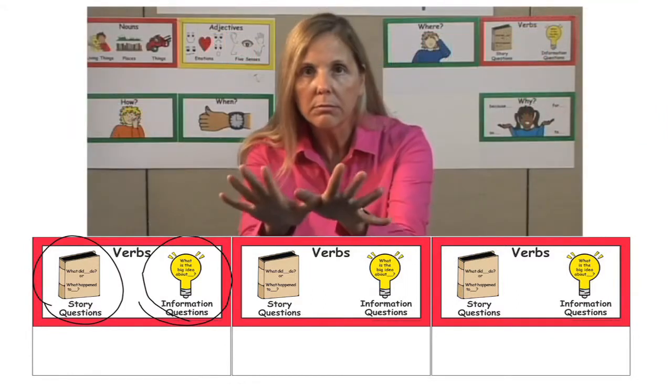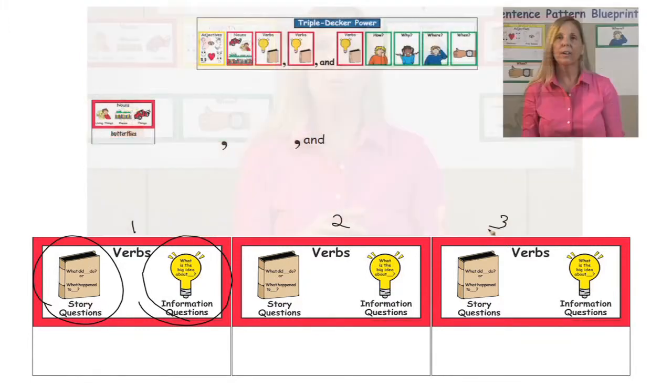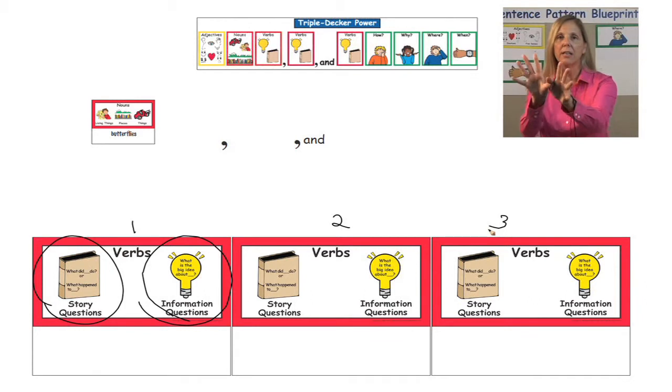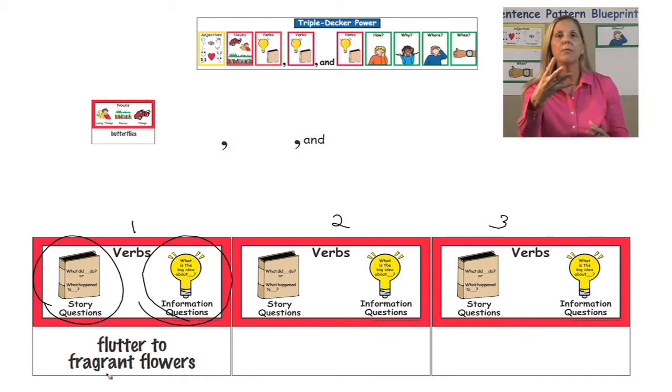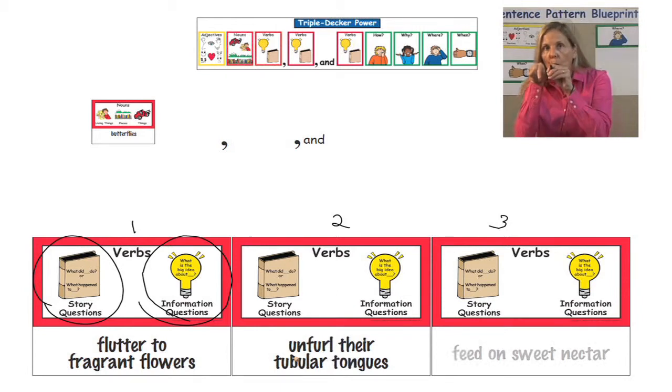Ready? Let's fill in each verb. So what's the first thing they did? They fluttered to flowers. Let's add more information about those flowers. Fragrant. They fluttered to fragrant flowers, not just any flowers, fragrant flowers. What was the next action after they fluttered? They unrolled. One of our vocabulary words that we had learned in our science was unfurl. Instead of saying unroll, we said unfurl their tubular tongues. And finally, we went to feed on sweet nectar.